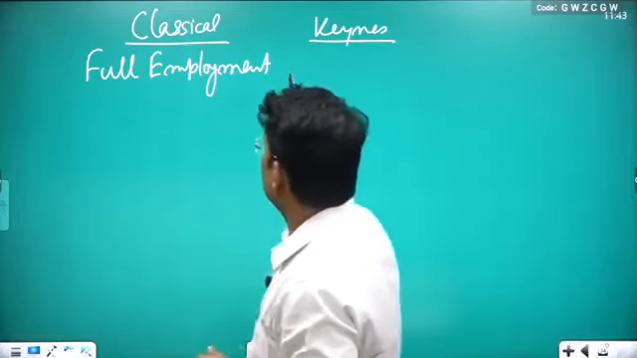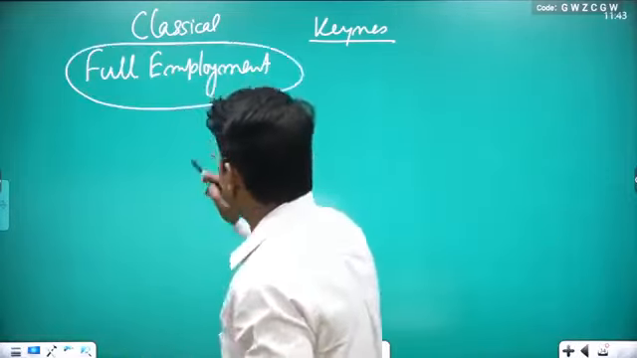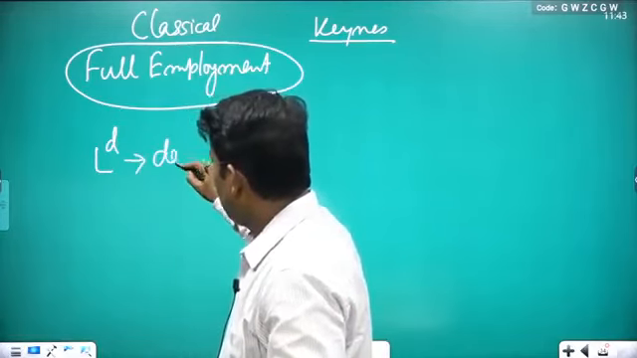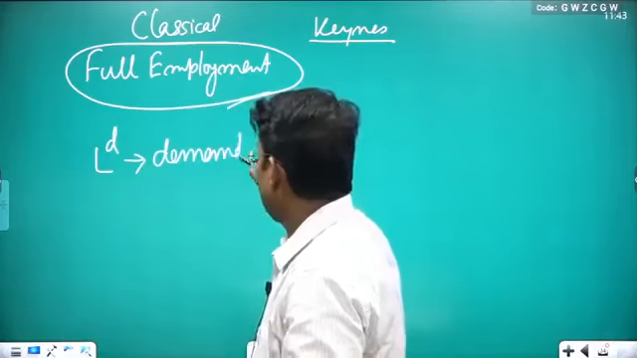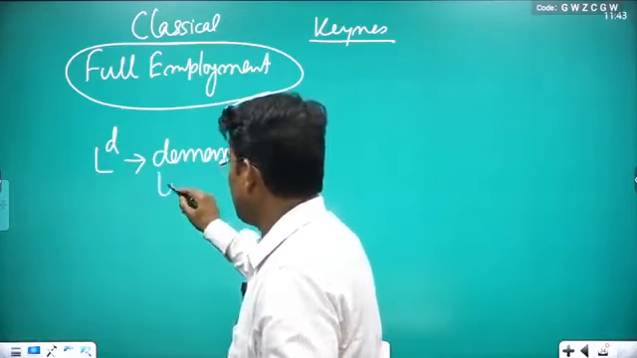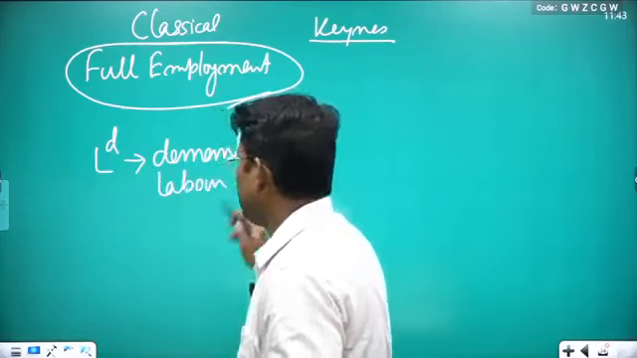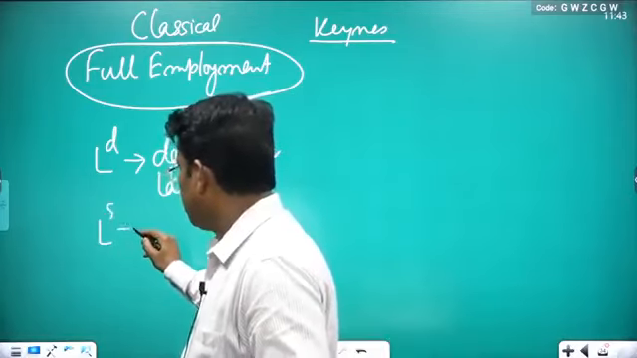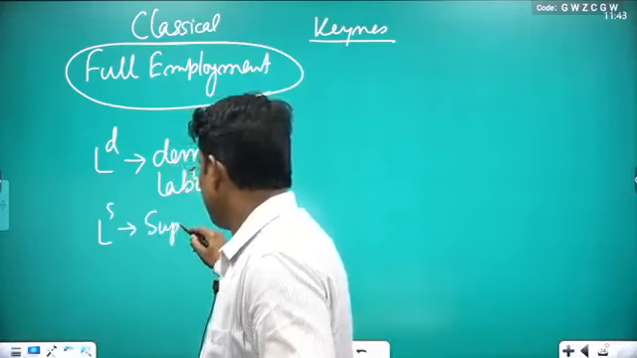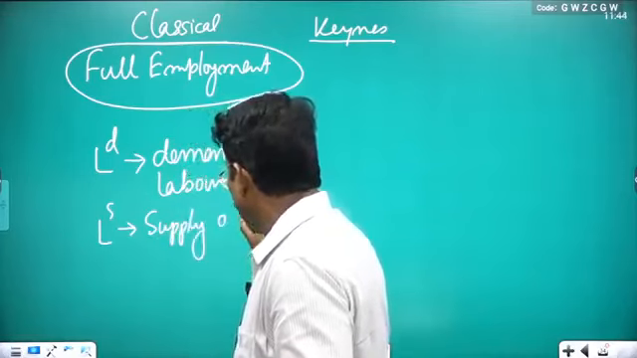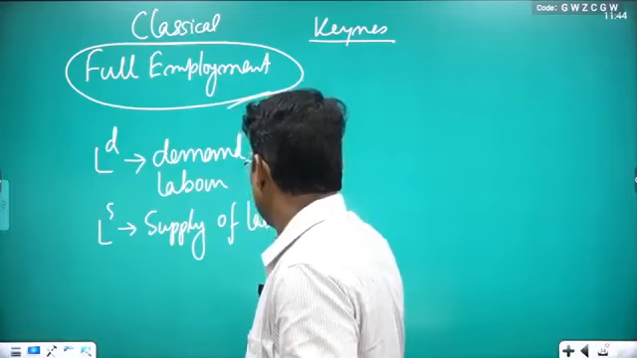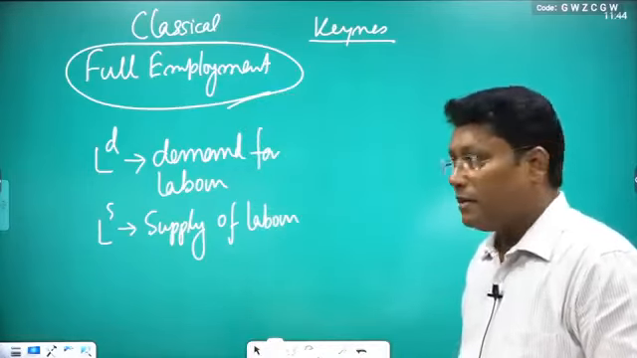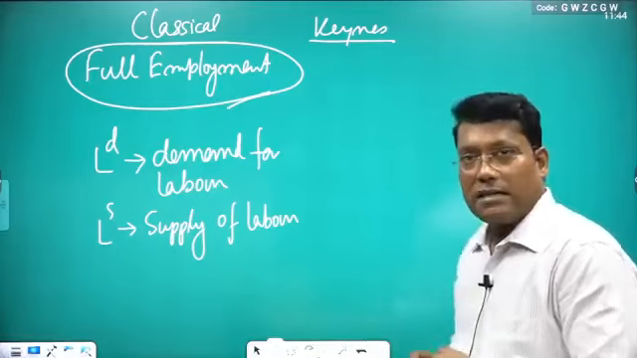So classical theory is clear in full employment. Let us consider LD, demand for labor. Suppose LD represents demand for labor. LS is supply of labor. Clear? Demand for labor and supply of labor.